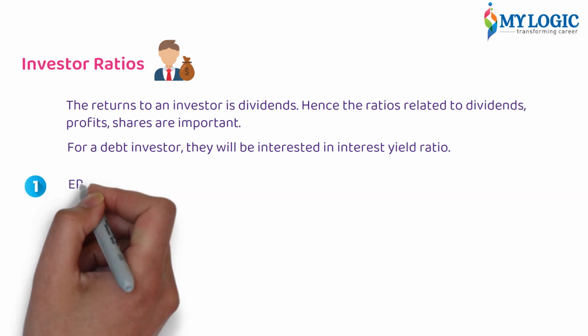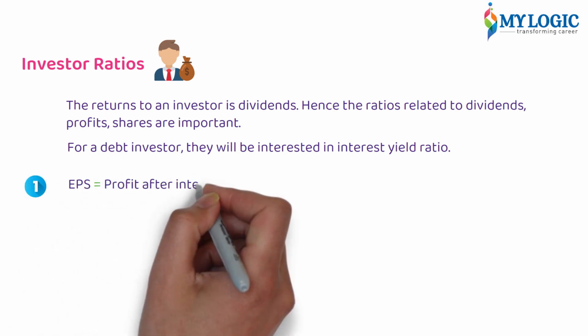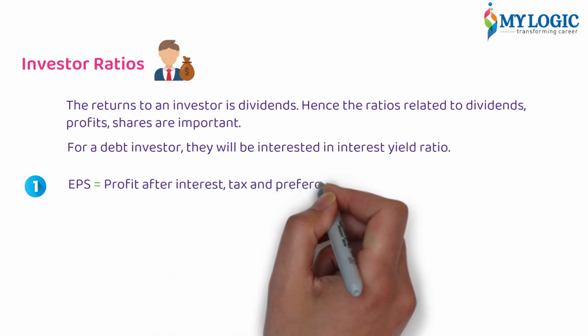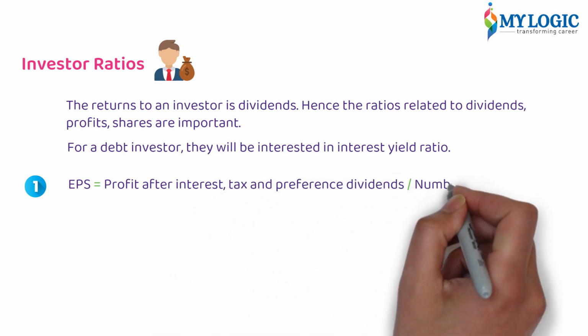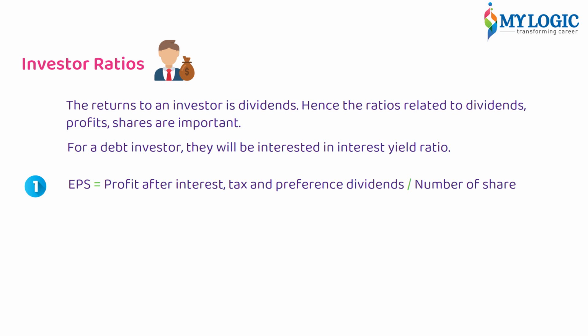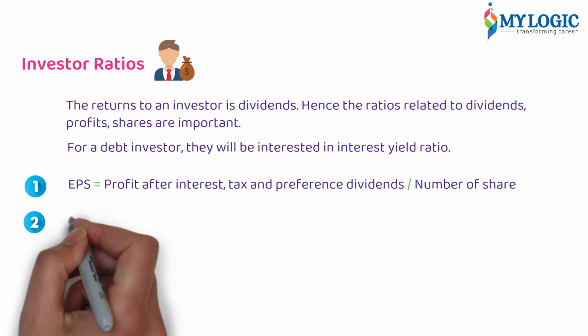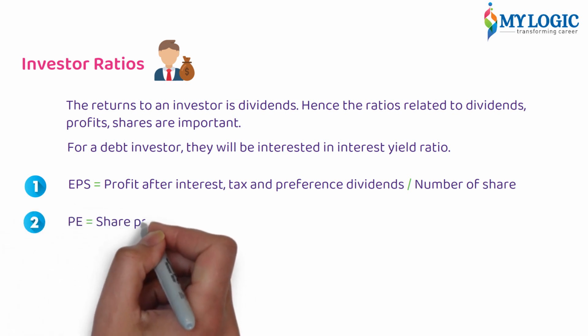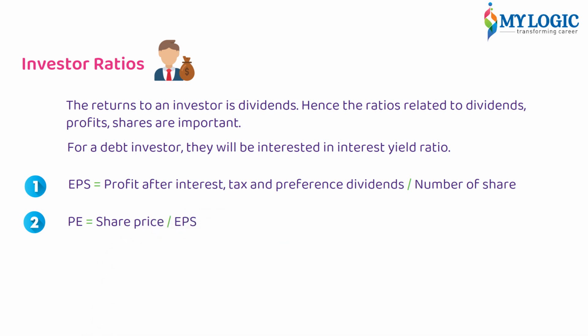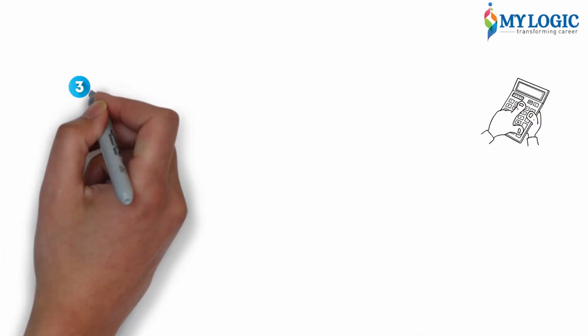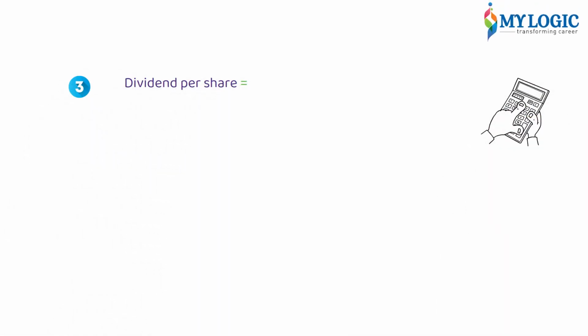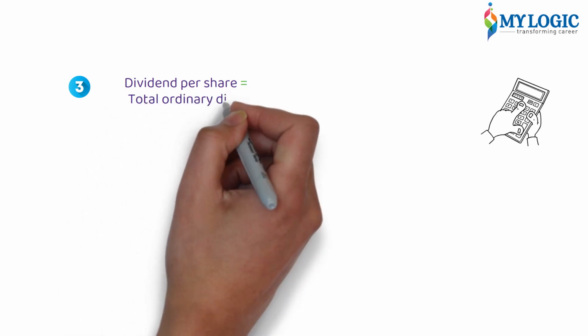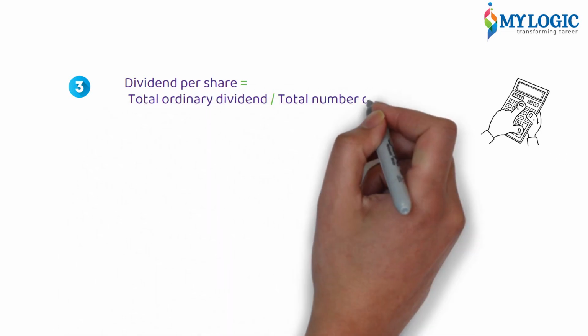Number 1. EPS is equal to profit after interest, tax, and preference dividends divided by number of shares. Number 2. PE is equal to share price divided by EPS. Number 3. Dividend per share is equal to total ordinary dividend divided by total number of shares.